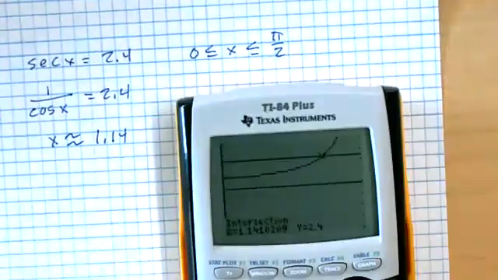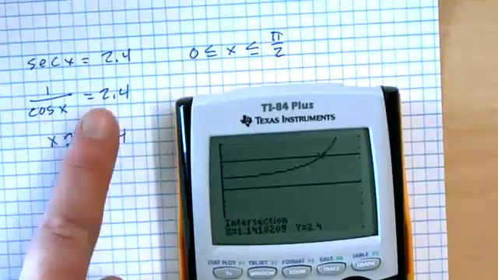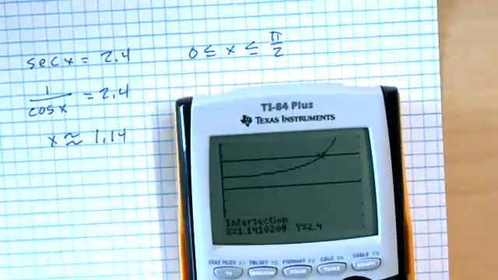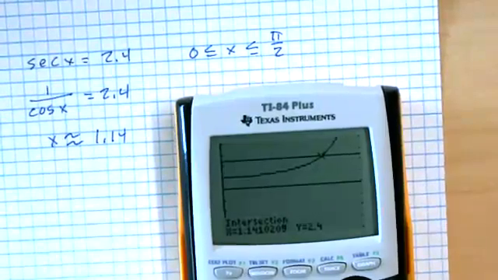So the key to doing these is to set up your window so that it's only showing the interval that you're interested in. Type one side of your equation in for y1, type the other side in for y2. Look for intersections. I believe some of these you're going to see more than one intersection. 40 has 0.3. There's at least two.